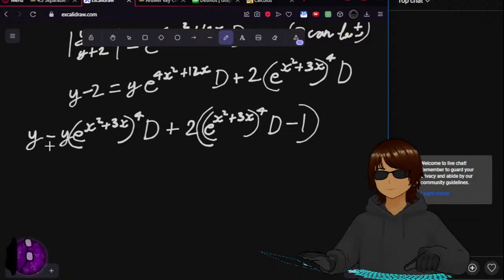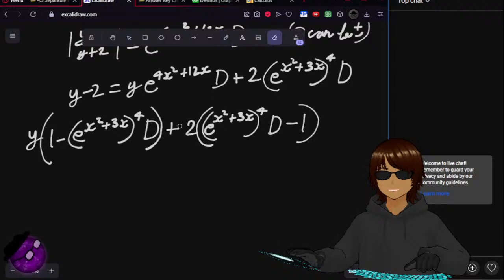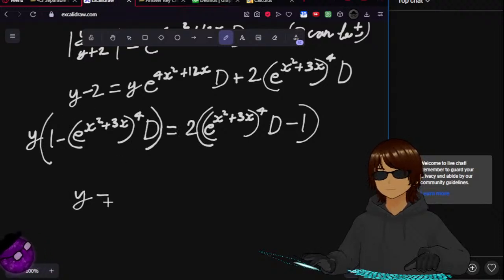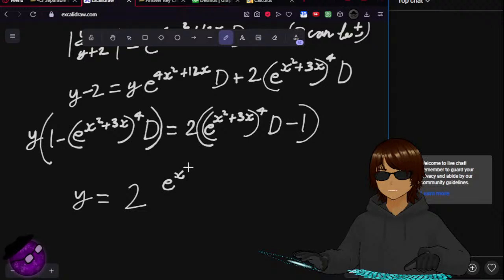I can extract y from here also. 1 minus, and then this becomes... So let me see this again. 2 times x squared plus 3x, 4D minus 1.